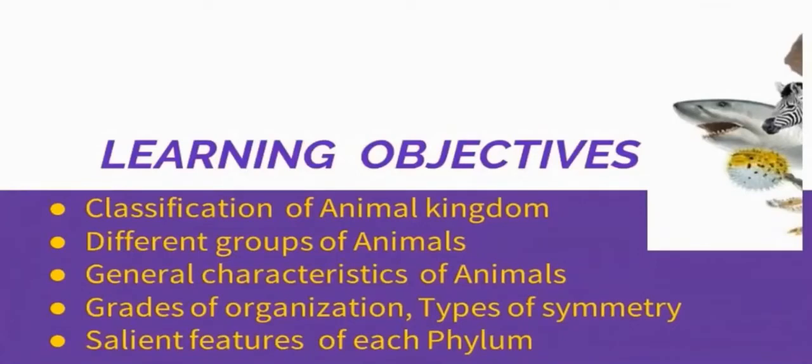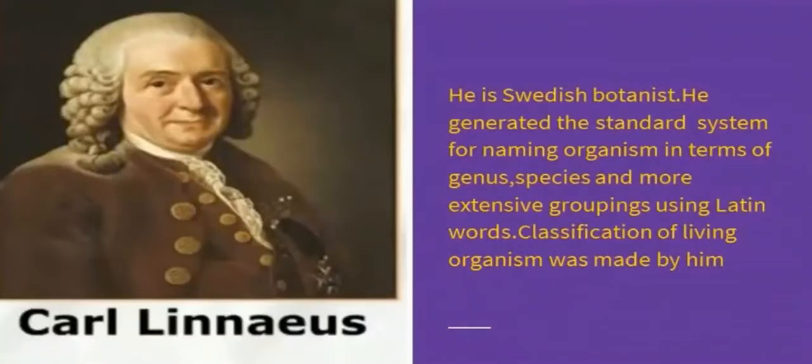Now, learning objectives. Through this video, we are going to learn classification of animal kingdom, different groups of animals, general characteristics of animals, grades of organization, types of symmetry, salient features of each phylum. So, these are the learning objectives. Listen carefully.